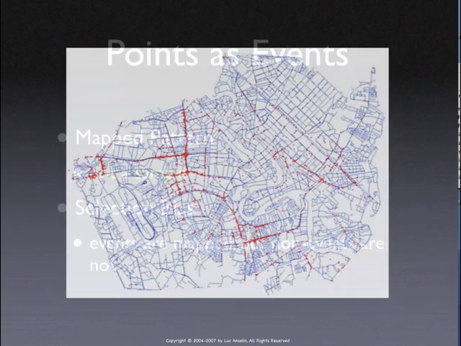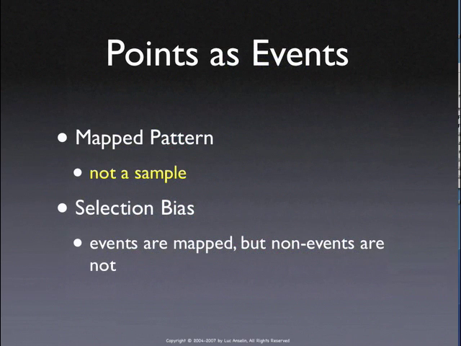The way we think about this is that these points are events. These are things that happen. And in the statistical literature, this is referred to as a mapped pattern. And the reason it's called that is it's not a sample. Think about it for a second. These locations, these IEDs, these are not a sample of all the IEDs. These are the ones that happened. The ones that didn't happen, we don't have them.